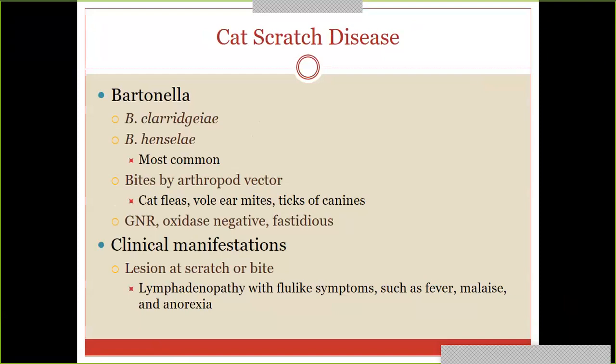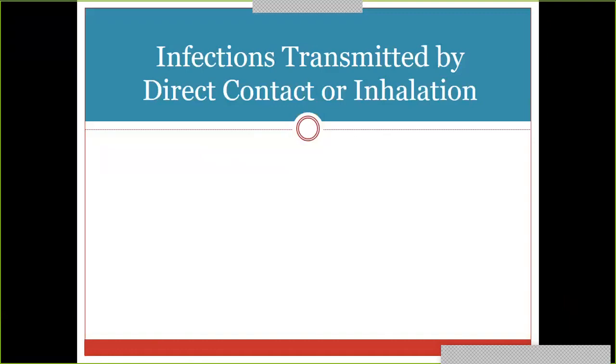Usually they're passed by a vector, so cat fleas, ear mites, ticks, and then that can pass the Bartonella organism. They are gram-negative rods, oxidase negative, but they are fastidious, so they will not grow in Gram-negative agar. And you usually will see a lesion at that scratch or bite site, and then you get the typical infectious symptoms. All right, so those are all those ones.